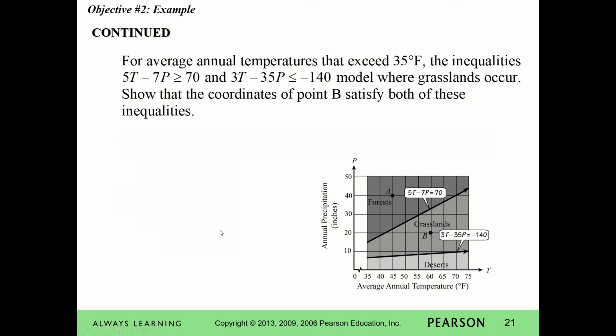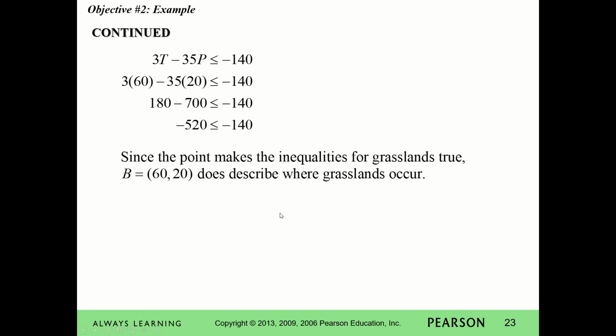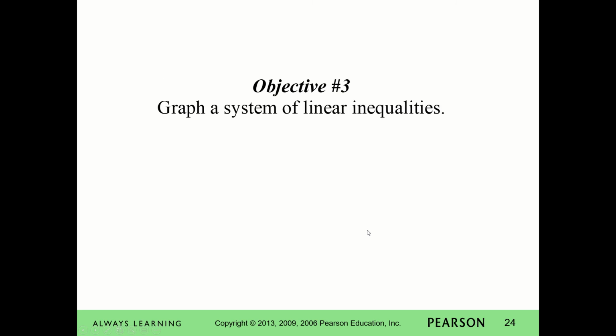So for an annual average temperature that exceeds 35 degrees Fahrenheit, the inequalities 5t minus 7p is greater than 70, and 3t minus 35p is less than or equal to negative 140. Those show you where the grasslands can occur. We want to show that the coordinates of B satisfy both of these inequalities, right? Because B should satisfy both of them. So we're going to substitute it into each inequality. We get that 160 is greater than or equal to 70. That's true. And then we plug it into the second one, and we get another true statement. So now we find out that the point B does describe where grasslands occur.